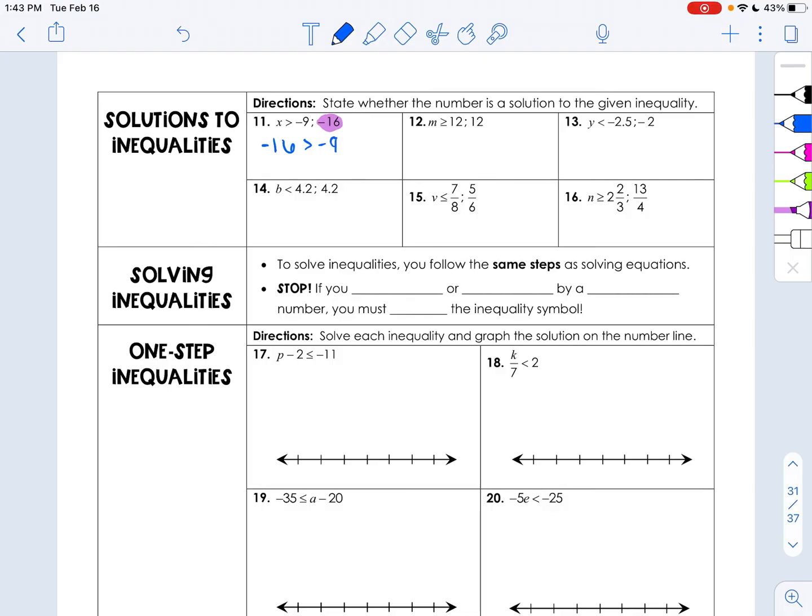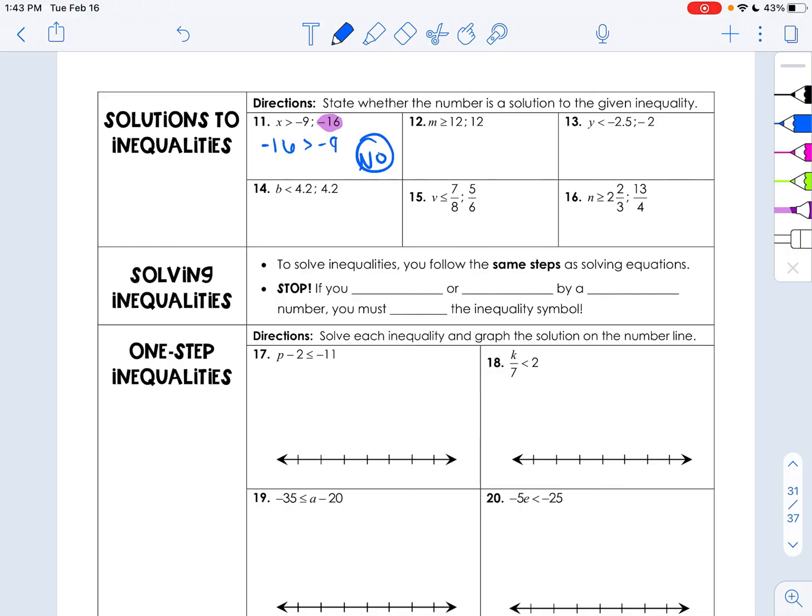Now, when we're dealing with negative numbers in our statement, we want to be extra cautious that we're thinking correctly. Negative 16 is not greater than negative 9. Because remember, the further we get into negative numbers, the smaller they get. So no, negative 16 is not a solution to this inequality.